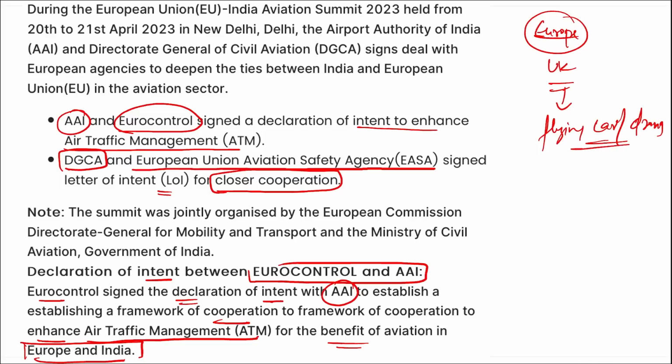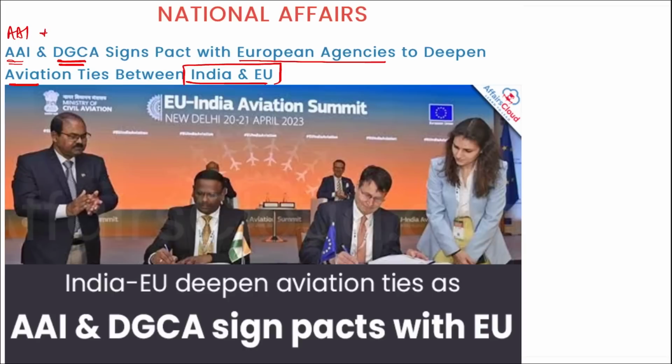Next, also remember the Indian government has set a goal of airports using 100% green energy by 2024 and achieving net zero emissions by 2030 from the airports itself. Correct? So it is your Airport Authority of India and DGCA. They have signed a pact with various European agencies to deepen the aviation ties between India and Europe, or between India and the European Union.